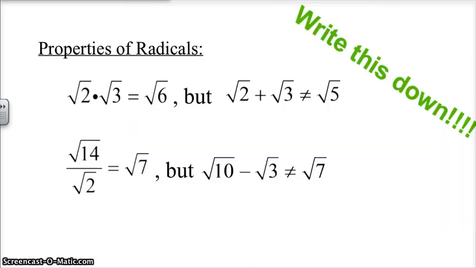All right, some properties of radicals. Write this down. It's already on your paper. Properties of radicals: we can multiply them but not add them. We can divide them but not subtract them. Won't really come into play today.